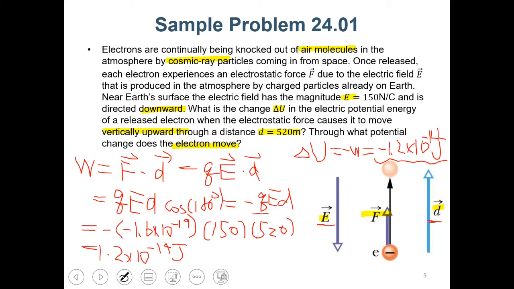And here is the similar case: if you place a negative charge here, with the E field pointing to this side. If it is a positive charge, it should go this way. If it is a negative charge, it should go this way. So in this case, delta U should also be a negative number, similar to that case.